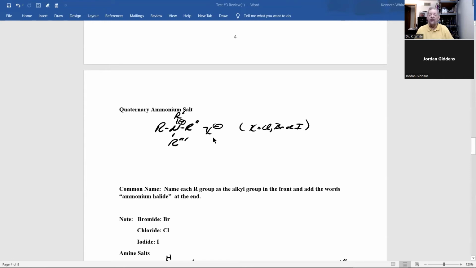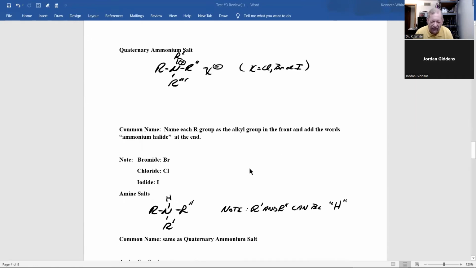Now, something near and dear to my heart, and that's quaternary ammonium salts. A number of my patents use quaternary ammonium salts that I invented. And here you have 4 R groups on a nitrogen with a plus charge and an anion. And X can be chlorine, bromine, or iodine. How do you name a quaternary ammonium salt? Name each R group as the alkyl group it is in front and add the word ammonium halide.